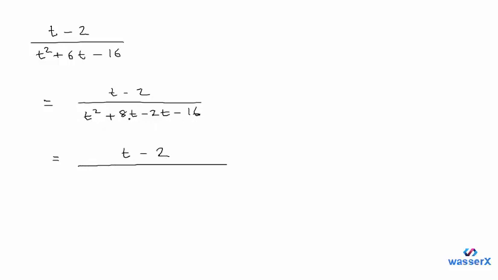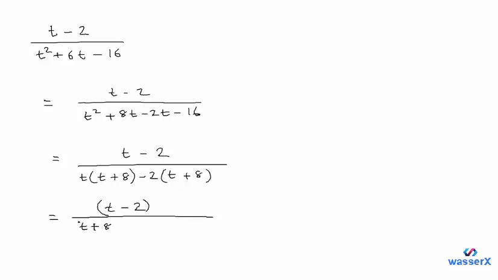Common factor between these two is t. So we have t times t plus 8. Common factor between these two is negative 2, minus 2 times t plus 8. So this is equal to t minus 2 on the top over, we have a t plus 8 and a t plus 8 as a common factor between these two terms now. So take it out, and then we are left with t minus 2.